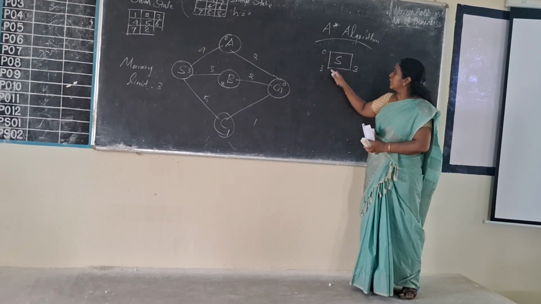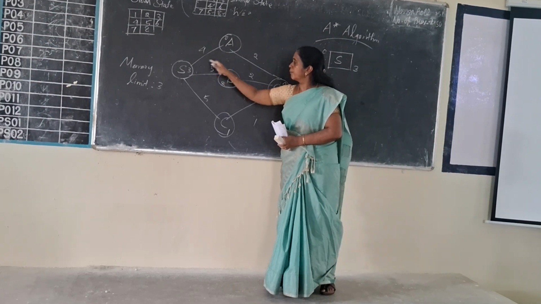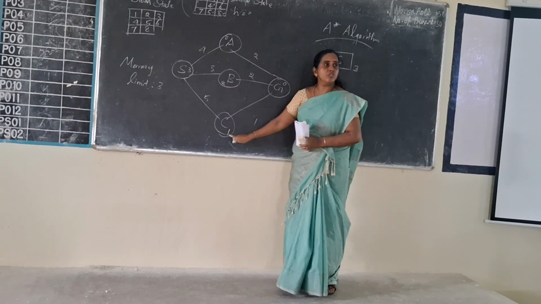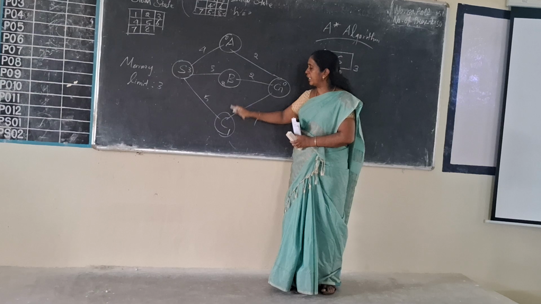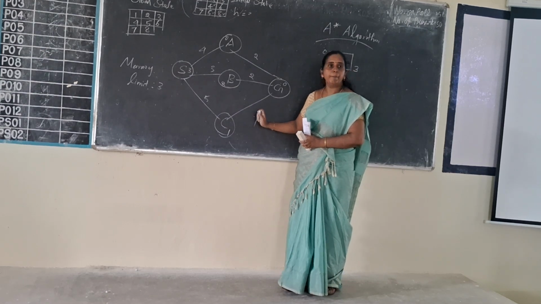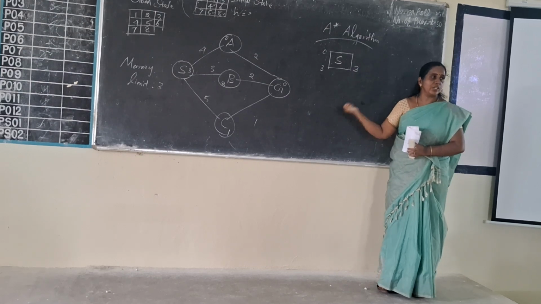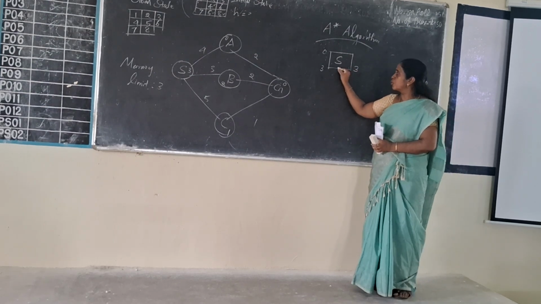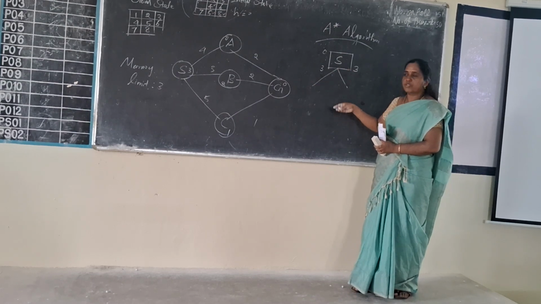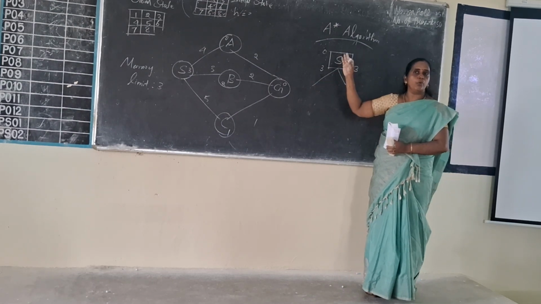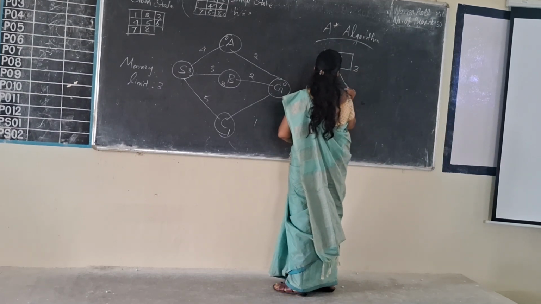How many children does this node have? How many adjacent nodes? 3 nodes, A, B, C. But here we cannot explore all the 3 nodes simultaneously. Why? What is the reason? Because the memory limit is only 3. So we can store only 3 nodes in the priority queue. So first explore the 2 nodes, A and B. Later you can explore node C.